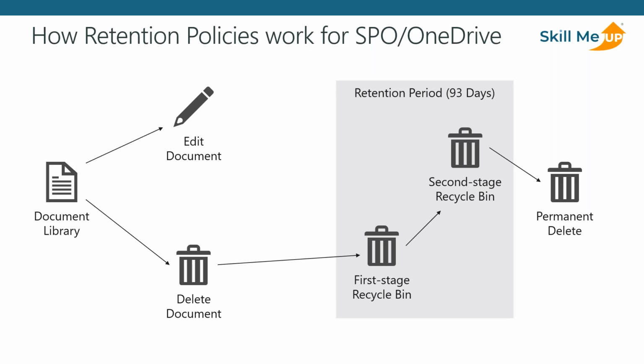If the content is modified or deleted during the retention period, a copy of that content is stored in the preservation hold library. There, a timer job will run periodically and identify items whose retention period has expired and then move them to the second stage recycle bin. And then it goes through that 93-day time again.